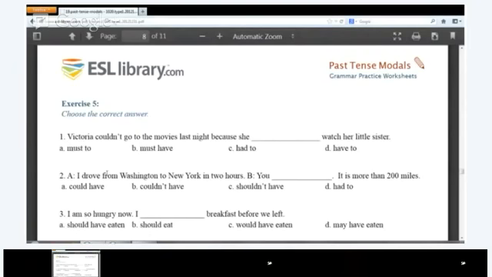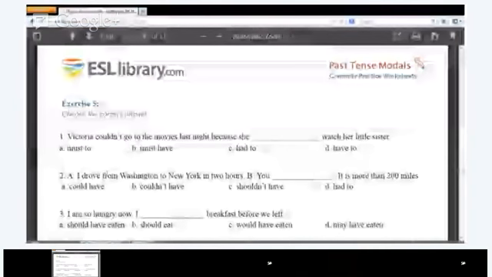Victoria couldn't go to the movies last night because she have to watch her little sister. Okay. Had to. Now, there you go. Had to. Yes, that's conjugating that correctly. Had to. Excellent. Okay, number two, please.